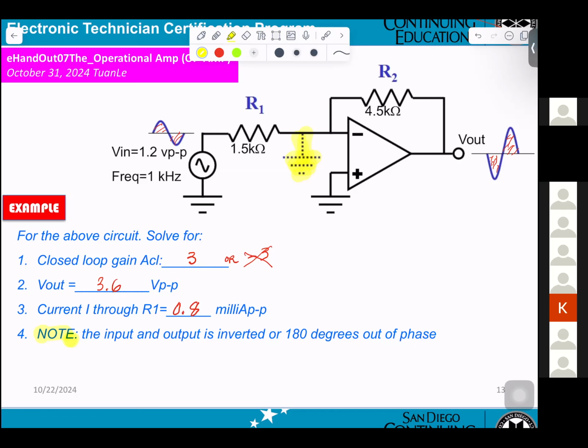So, any question on that one? If you understand now, you can see it's very, very easy to do any calculation for the inverting amplifier.